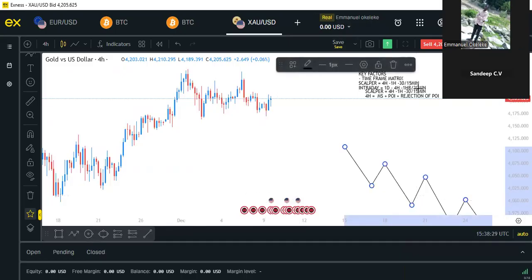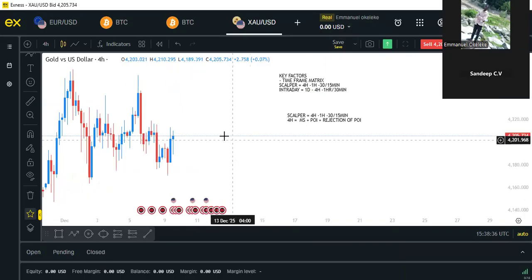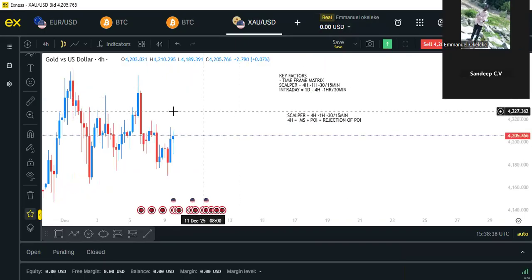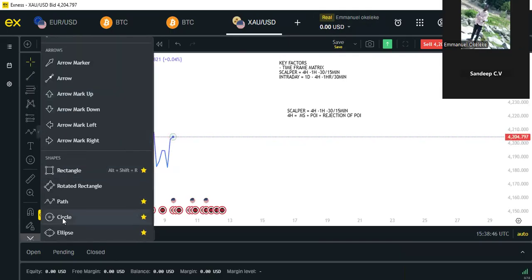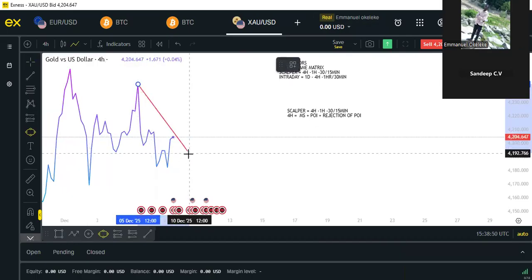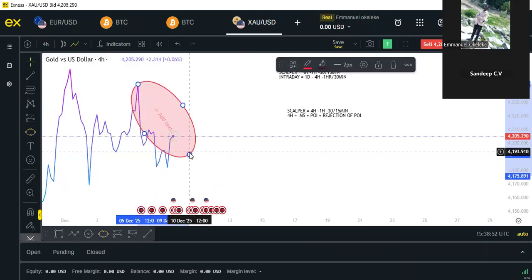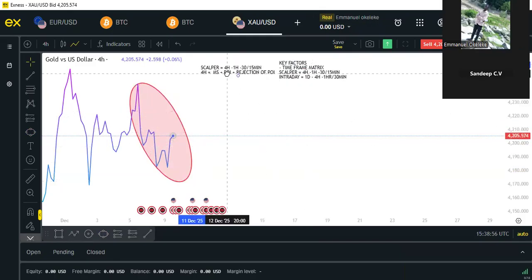There are two ways you can determine your market structure. You can use the line chart or the candlestick pattern. So if we switch to the line chart on gold, if you look at this current price level all the way down to here, what do you think is the market structure here?